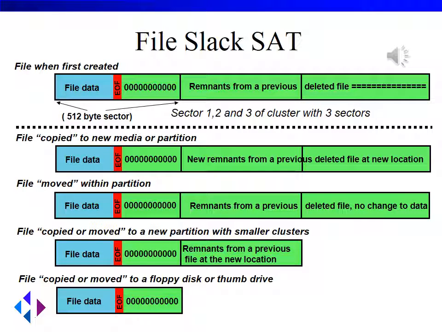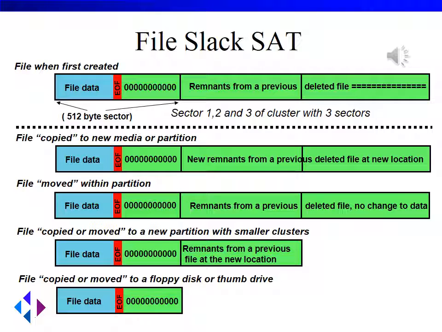So let's take a look at some examples of where slack moves or doesn't move. When we first create a file, we have file data in the file marker, we have zeros that complete the first sector, and then we have sectors 2 and 3 of a 3-sector cluster that may have remnants from a previously deleted file on that partition. But let's say we copy it to new media or to a new partition. Well, the beginning would stay the same. We have the file data in the file marker and the memory slack. But any data in sectors 2 and 3 would be from remnants of a previously deleted file at that new partition or that new media.